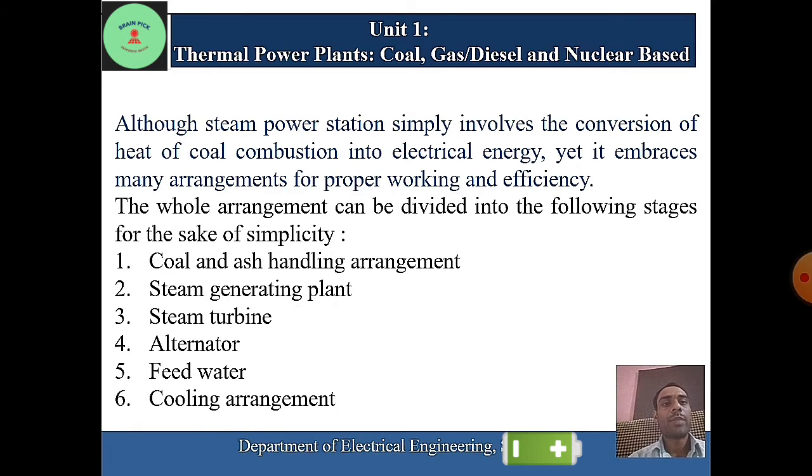Although a steam power station simply involves the conversion of heat of coal combustion into electrical energy, yet it embraces many arrangements for proper working and efficiency. The whole arrangement can be divided into the following stages for the sake of simplicity. Number 1, coal and ash handling arrangement. Number 2, steam generating plant. Number 3, steam turbine. Number 4, alternator. Number 5, feed water. And number 6, cooling arrangement.